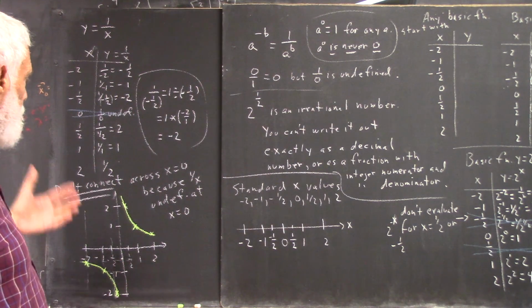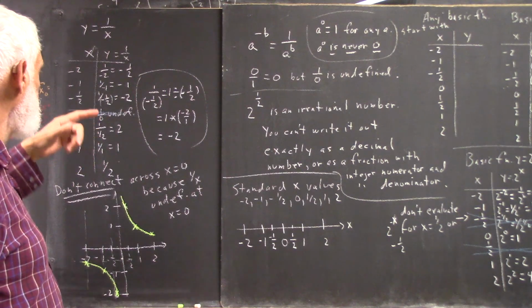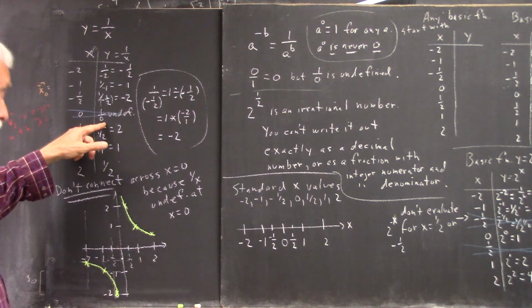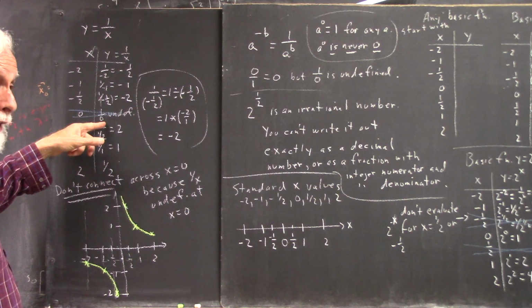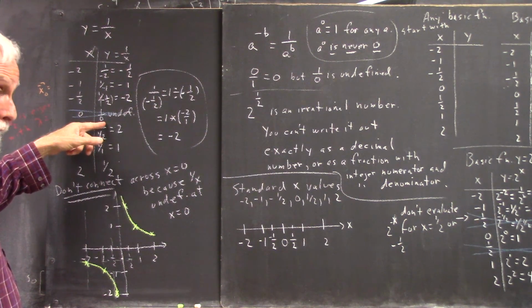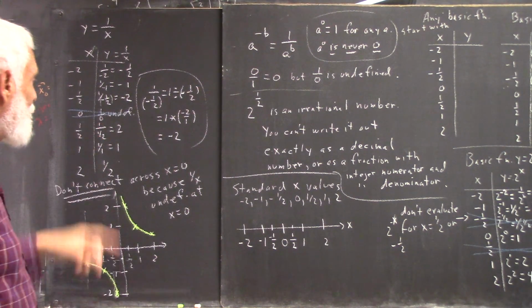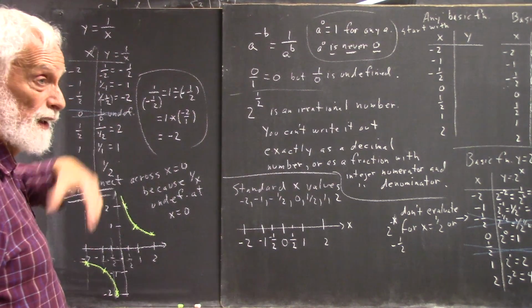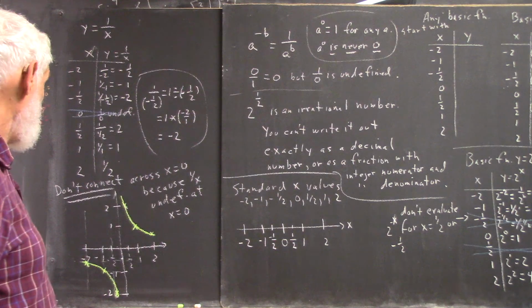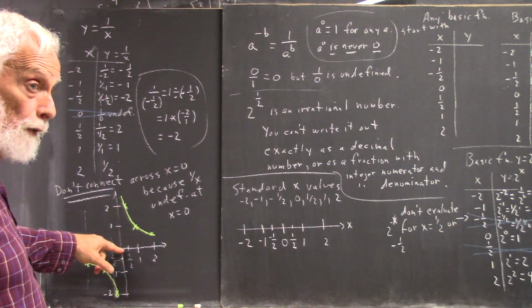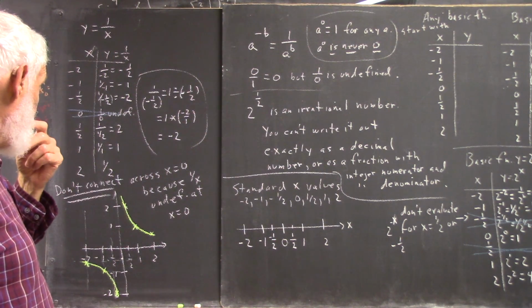We do not plot a point for x equals 0 because the y quantity is undefined. 1 over 0 is undefined. Once more, how many zeros does it take to make 1? You can't do it. 1 divided by 0 cannot be defined. So we don't plot any point at all for x equals 0.